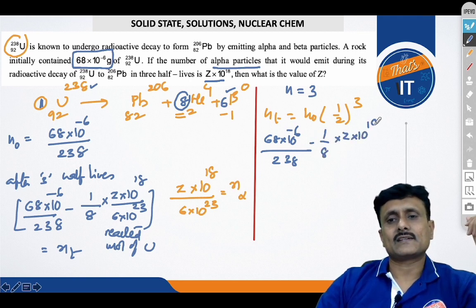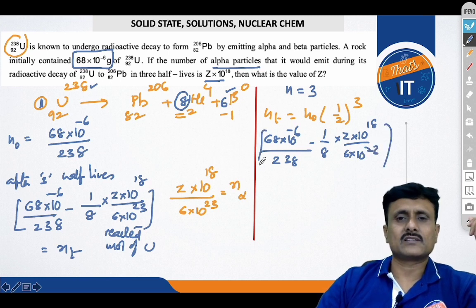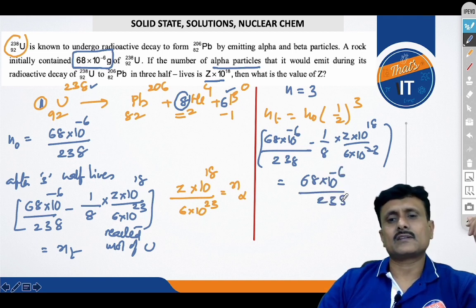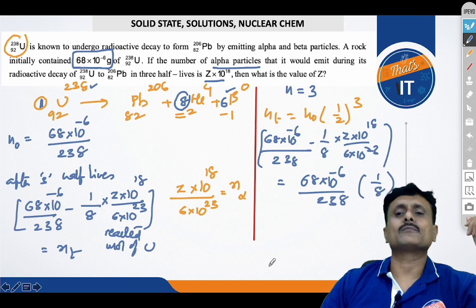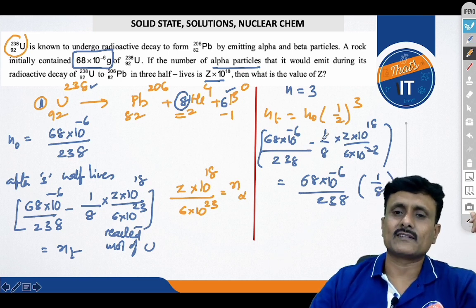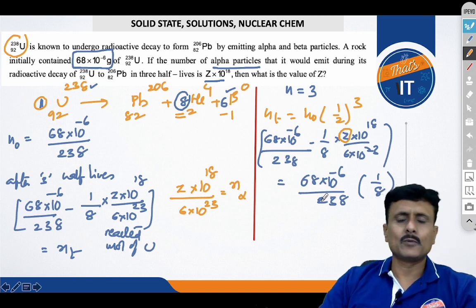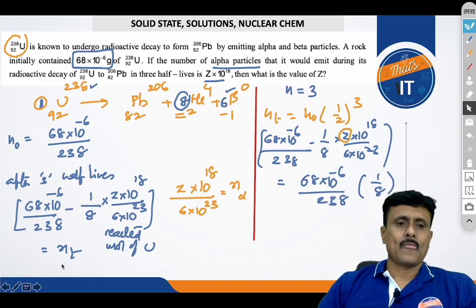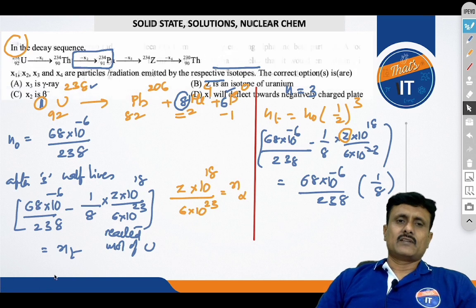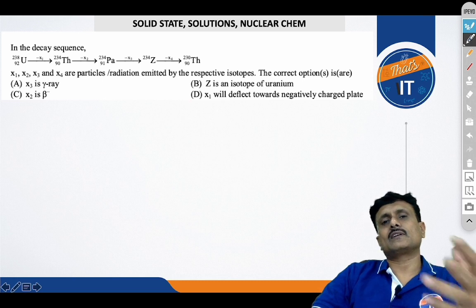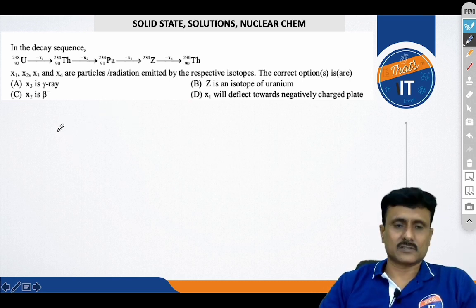10 power 18 divided by 6 into 10 power 23 is equal to the initial moles. This is your Nt, and the initial moles are n naught, that is 1 by 238 into 1 by 2 whole cube, that is 1 by 8. So I want you to get the value of Z from this. Hope you will solve this simple question. Calculation, I am leaving it to you. I did not expect that JEE Advanced will ask any such type of easy questions also.